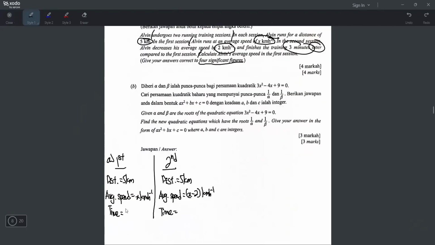So let's find the first session time. And how do we do that? You will take 5 over x. Okay. All right. Let me explain why it is like that.